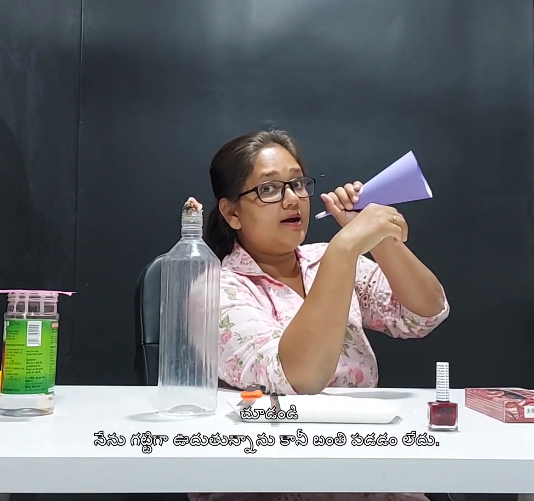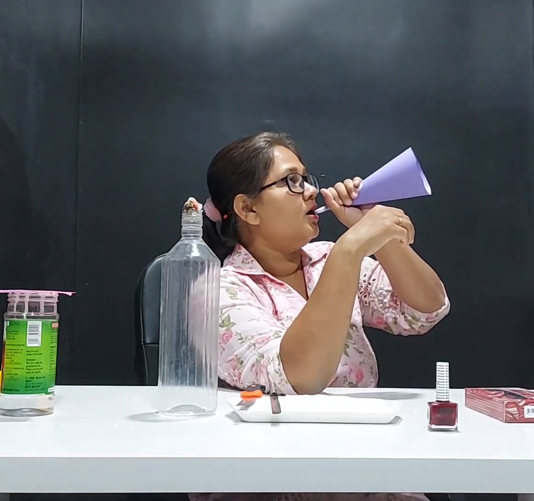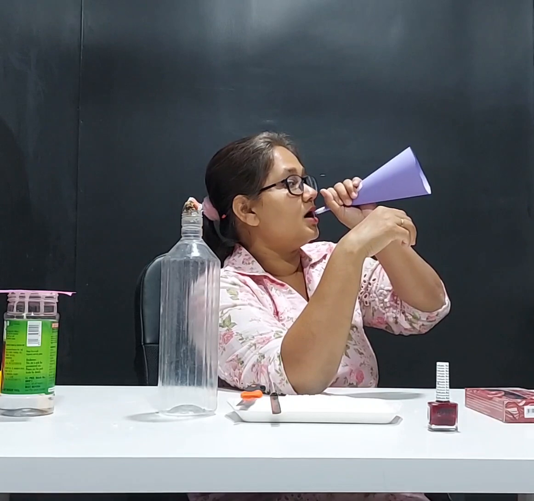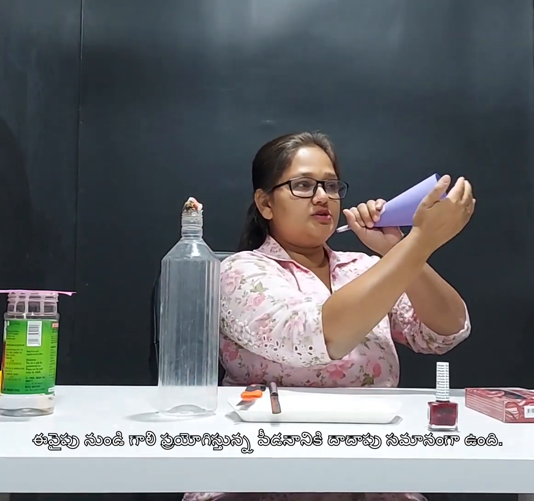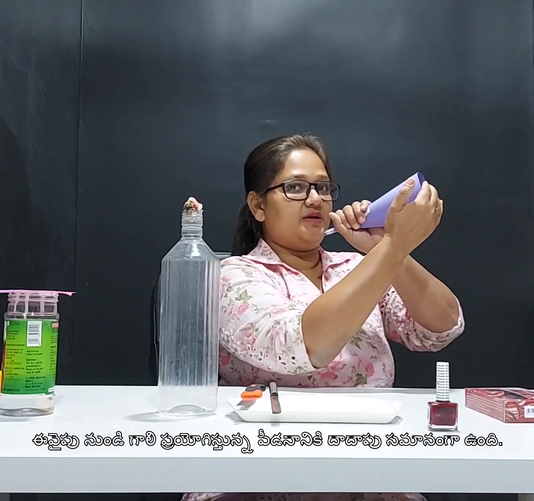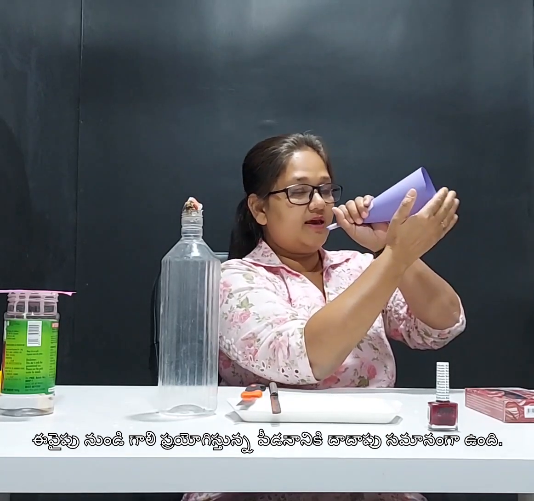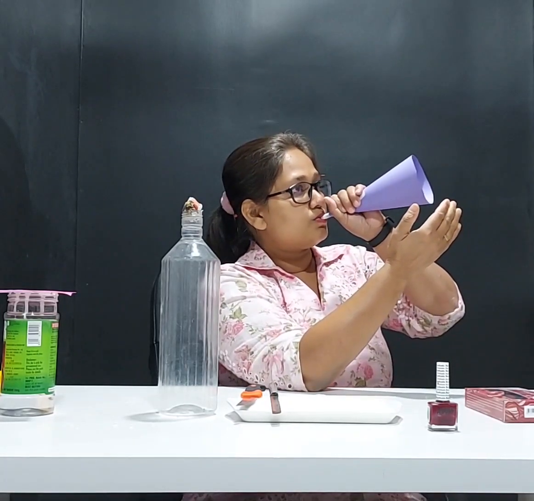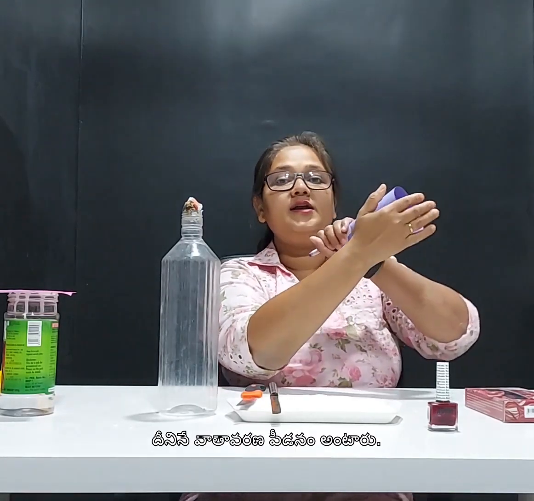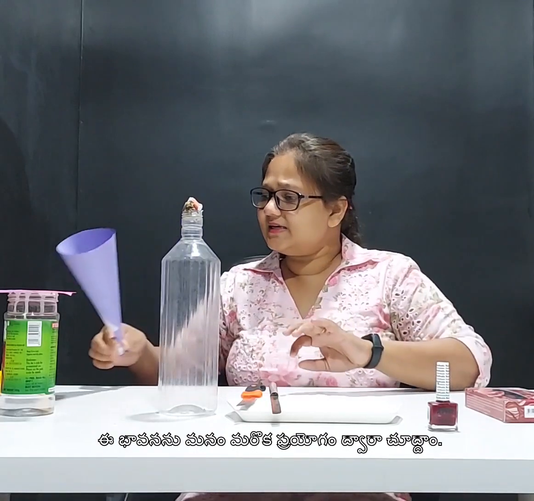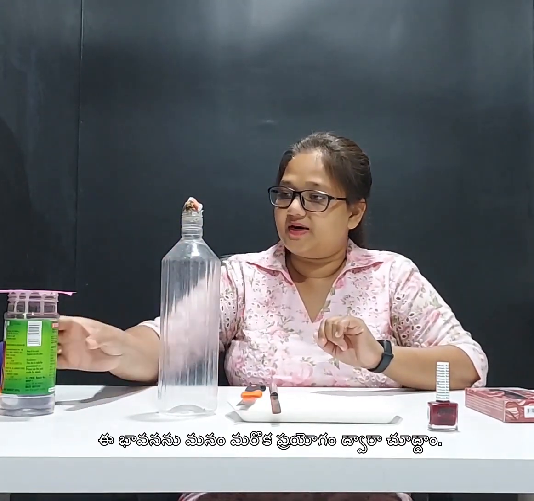See, I am blowing hard, but it's not falling. Why is it so? Because the pressure with which I am pushing is almost equal to the air pressure which is coming from here, okay? So, this is called atmospheric pressure. Let's understand this concept with one more experiment.